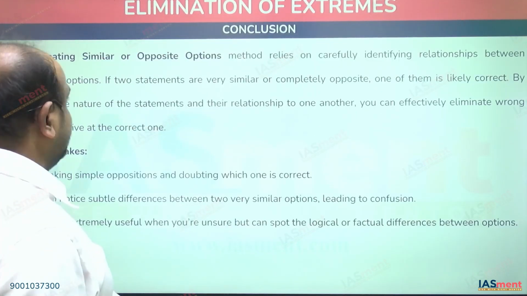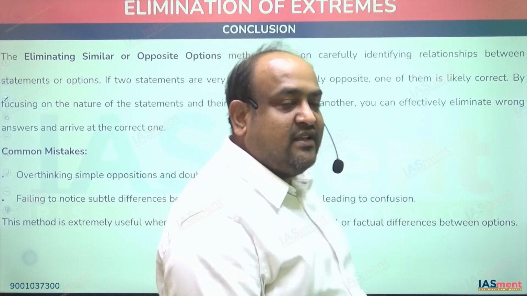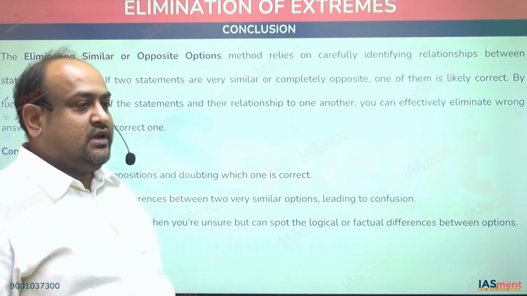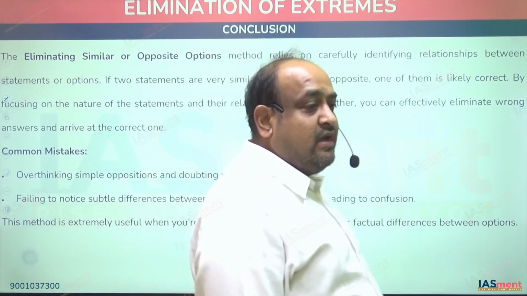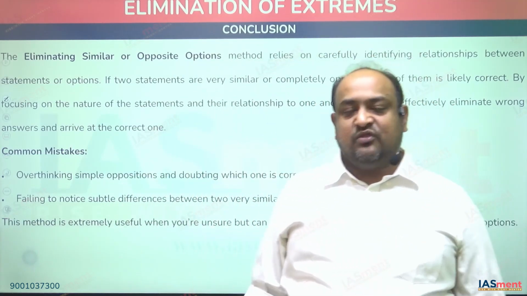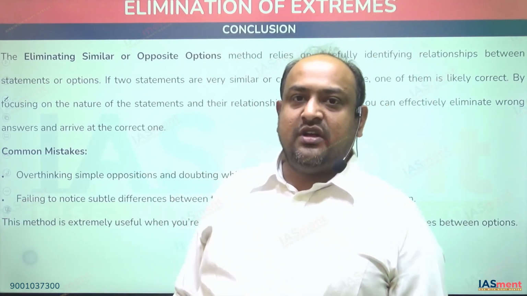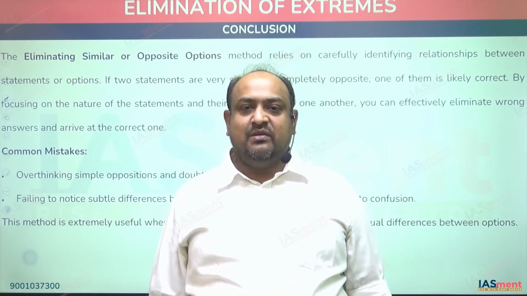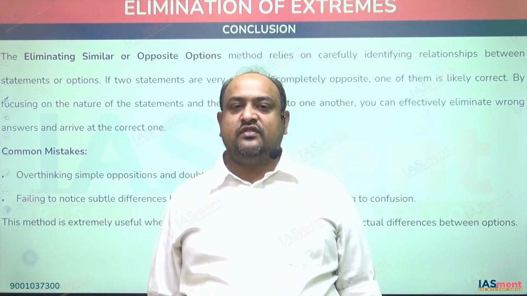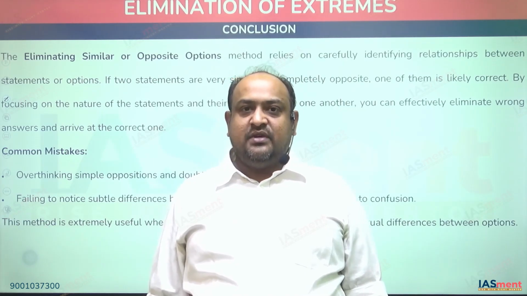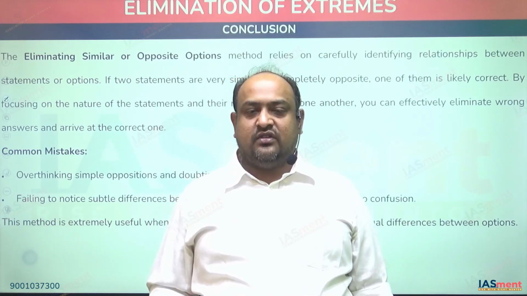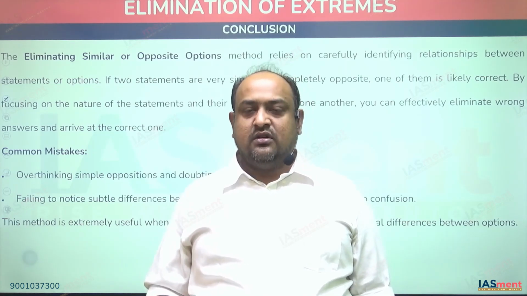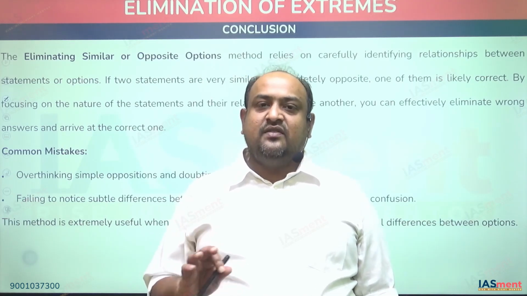Now, conclusion. These are the 10 examples through which we have understood this technique. Now, let us revise this technique. There will be two types of questions. In the first type, the given two statements will be similar or supporting each other. If this is the case, there are only two possible answers: either both are correct or both are wrong. It is not possible that only one of the statements is correct.